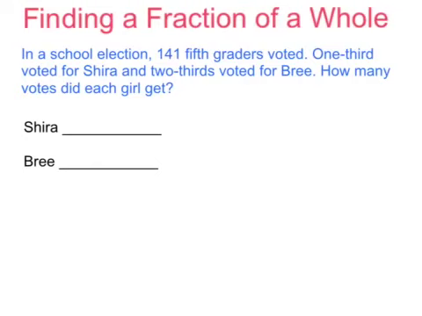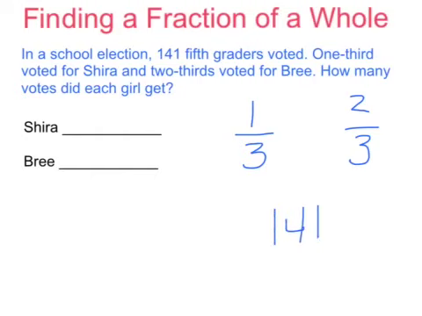Here are the fractions we're dealing with. We're dealing with the idea of 1/3 who voted for Shira. We're also dealing with the idea of 2/3 who voted for Bree. Our whole is 141, and this is the number that's going to be important when figuring out our final answer. But how can we figure out how many students voted for each person?